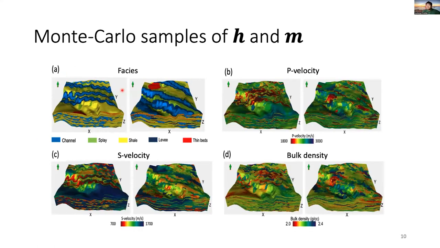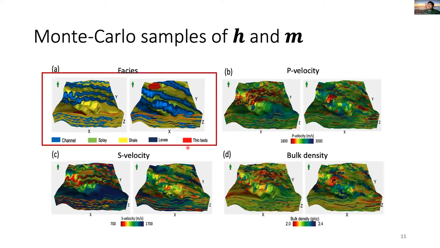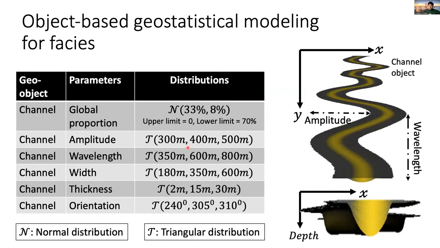And these are two realizations out of thousands that we generated of the different input variables that we have. For example, for the facies variables over here, we consider these five facies: channels, plays, shales, levees, and thin beds. We also have P velocity, S velocity, and bulk density. I will just show the prior distribution for the facies variables that we have shown here. The prior distribution was specified using object-based geostatistical models.